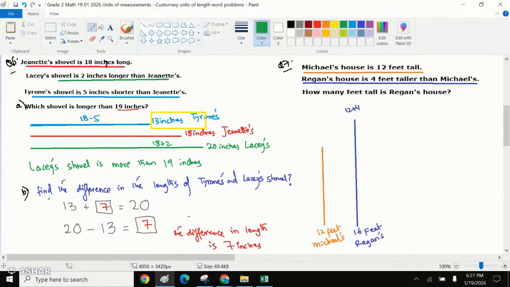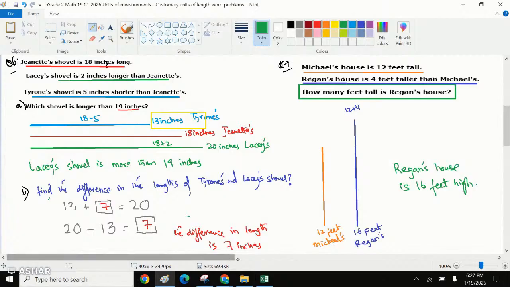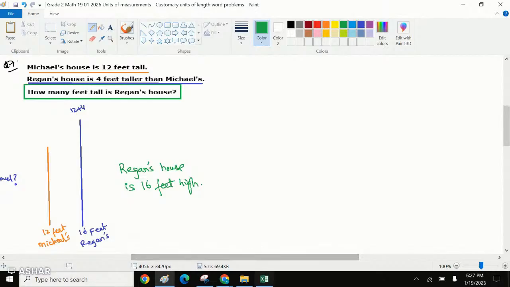Oh, very easy. They were just simply asking us the height of Reagan's house. So, what is the height of Reagan's house? Yes, thank you, May. So, we can write the statement Reagan's house is 16 feet high. Agreed? We just had to find the new height. Okay, very simple. Let's try the next.